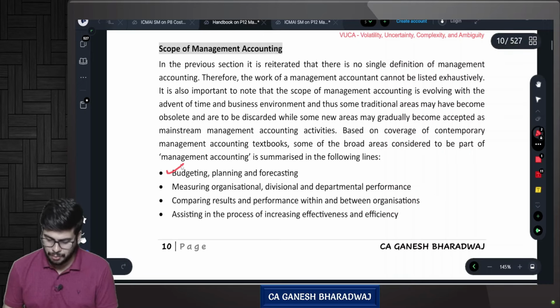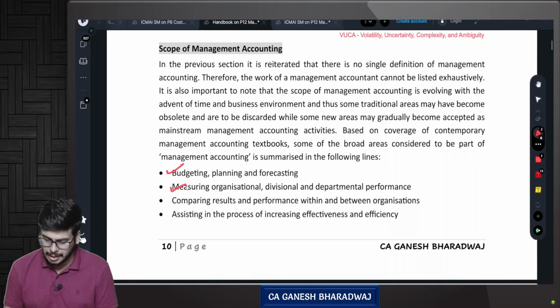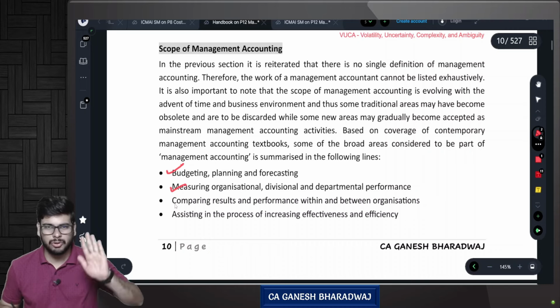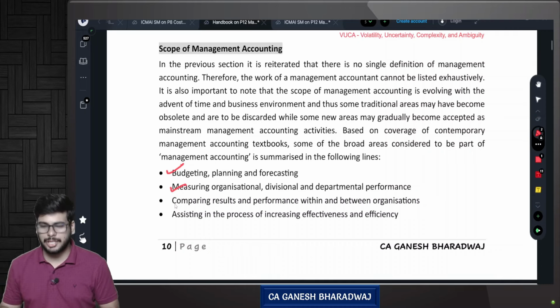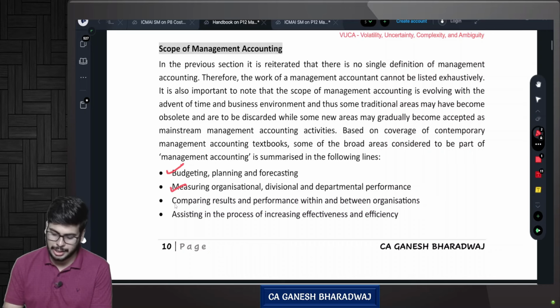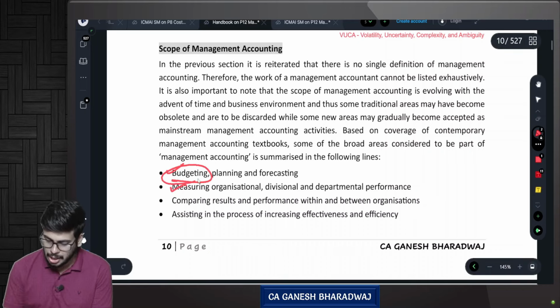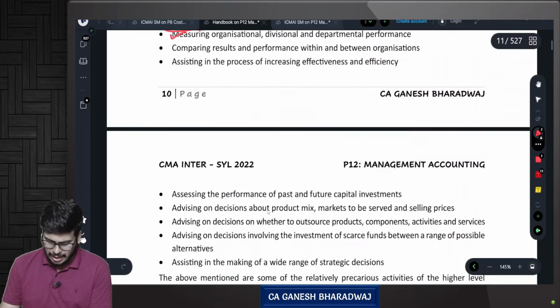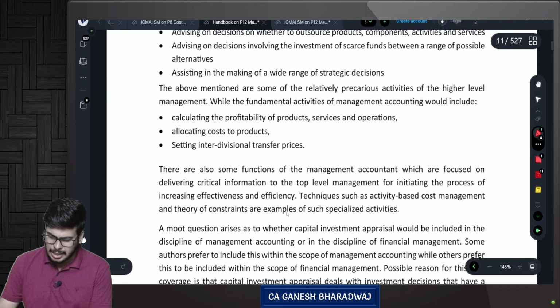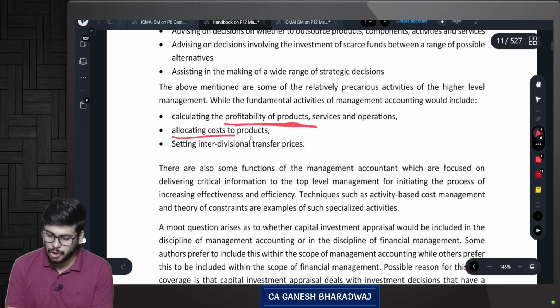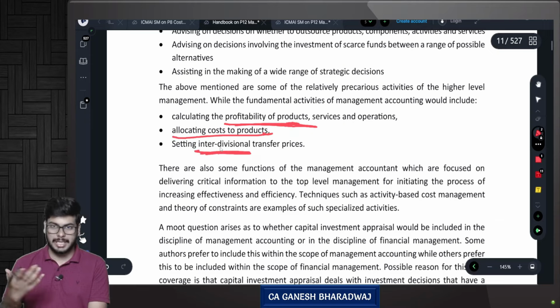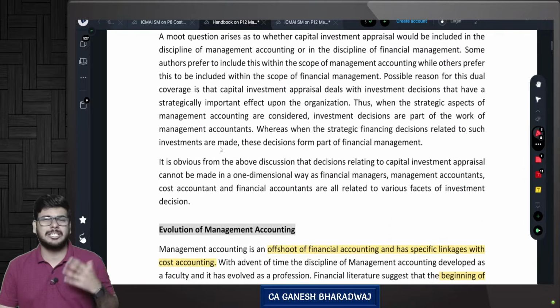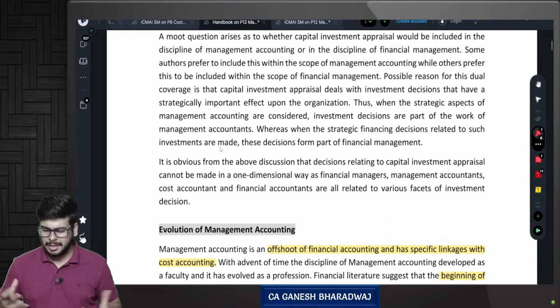Business budgeting, planning, forecasting, measuring organizational, divisional and departmental performance. All these things broadly boil down to your decision making and control. You name all the chapters, and they will come here as the scope of management accounting. Look at this: budgeting, planning, forecasting, the name of a chapter. Divisional performance, that's basically a chapter called transfer pricing, we'll be seeing that. There's even a separate chapter called performance evaluation. Fine. All these things they have mentioned for theoretical purposes: calculating the profitability of multiple products, allocating cost to products, interdivisional transfer prices, there's a chapter called transfer pricing. They have explained all these in a much more detailed, theoretical manner. You can just go through it once. There is no point in me reading it line by line.